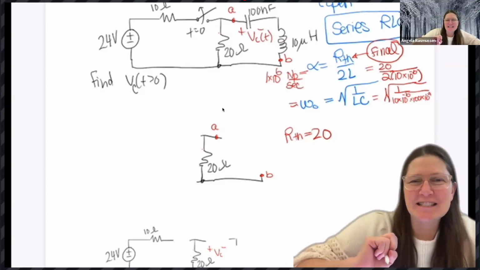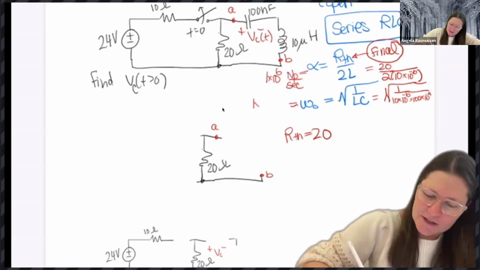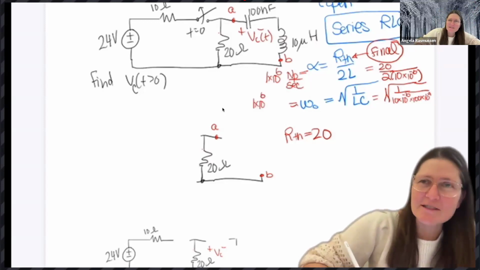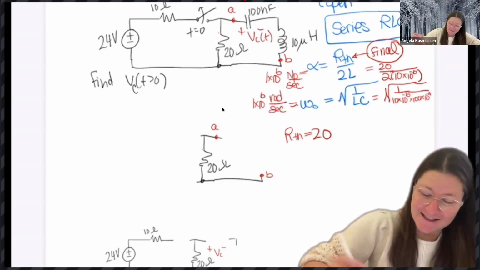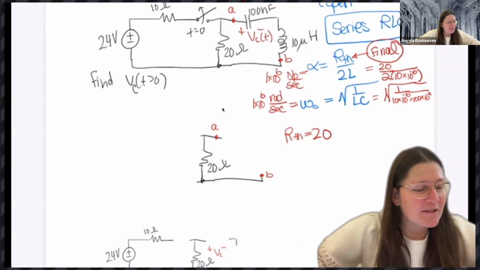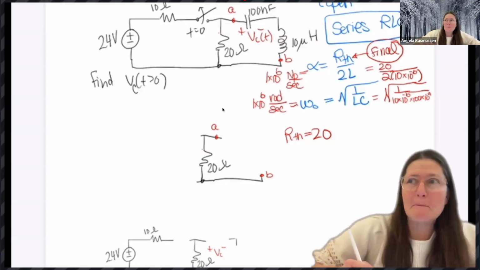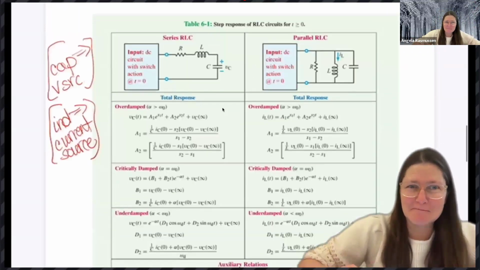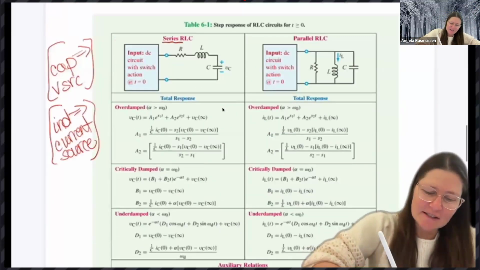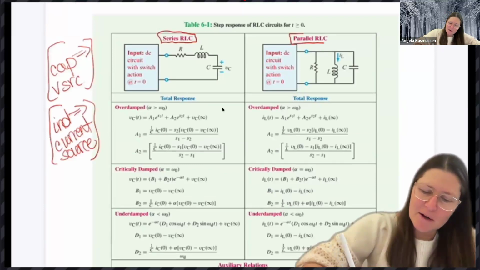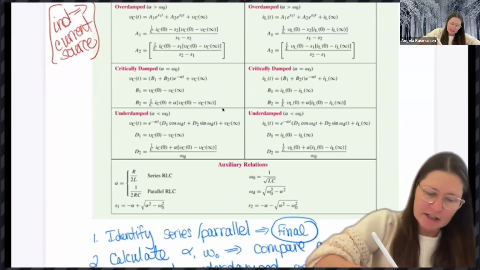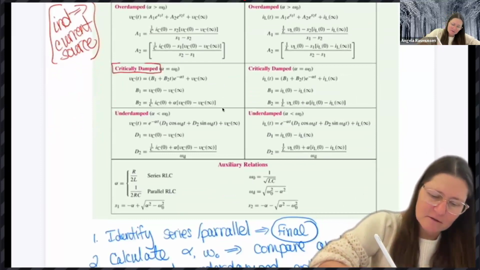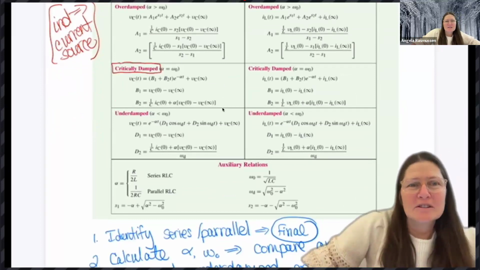So nepers per second, and then omega naught is also 1 times 10 to the 6. And what's its units? Radians per second. There you go. So what is this one going to be? So we go back up to the table. On this side is series, and this side is our parallel. So series, and we are, what did I say? Critically damped here. Or we're equal, so we're critically damped.